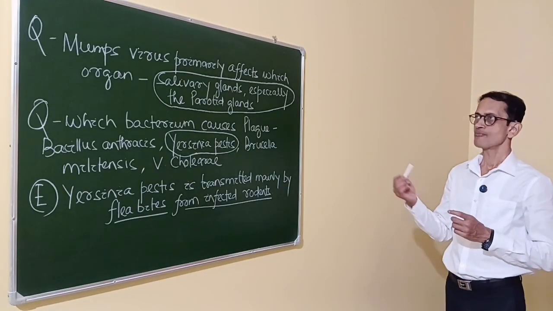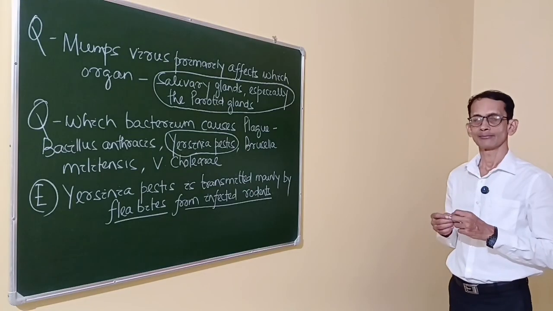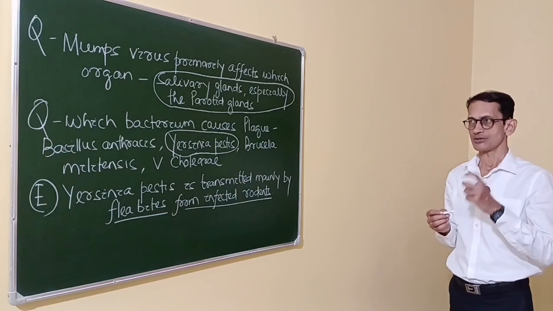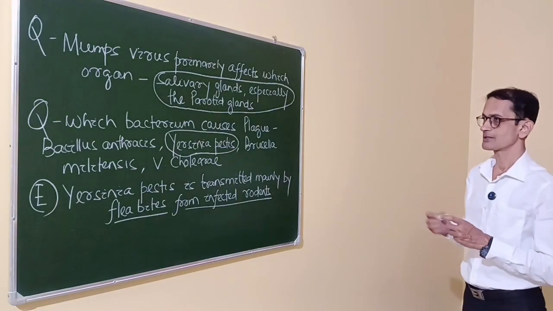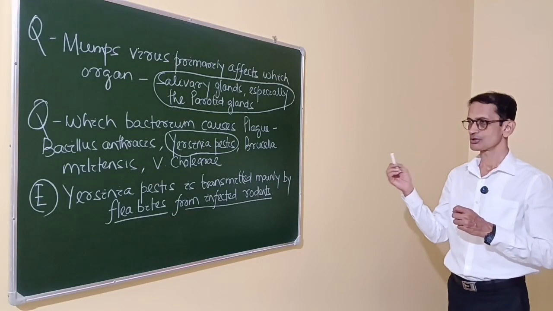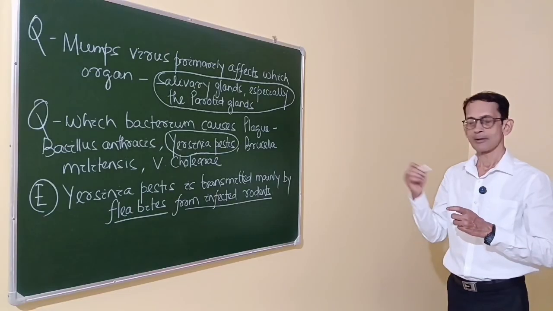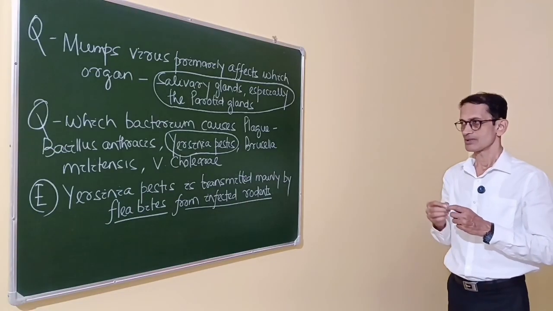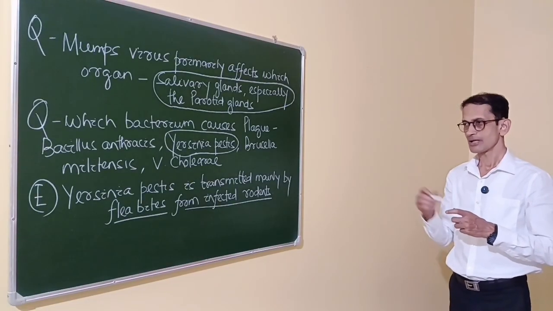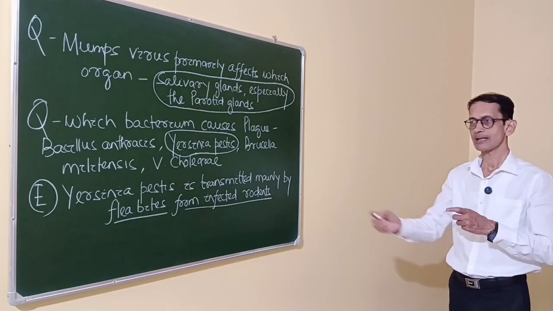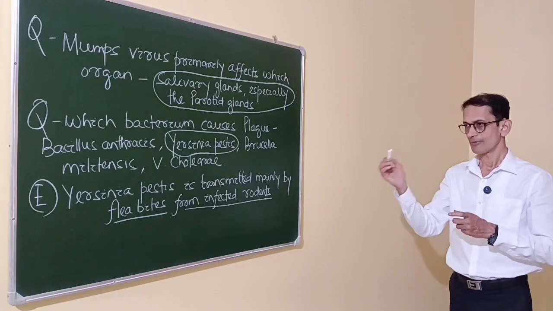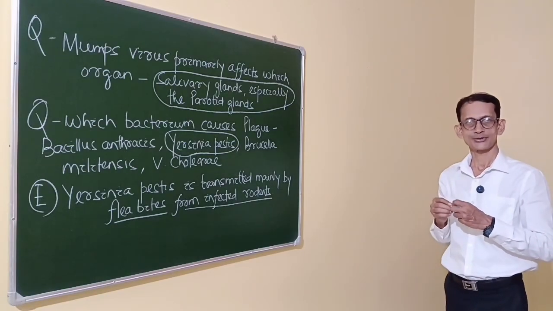The next question: mumps virus primarily affects which organ? The answer is salivary glands, especially the parotid glands. Next question, which bacterium causes plague? Options: Bacillus anthracis, Yersinia pestis, Brucella melitensis, and Vibrio cholerae. The answer is Yersinia pestis. Look at the explanation, guys. I just remind you, Yersinia pestis is transmitted mainly by flea bites. The vector here is fleas. Flea bites from infected rodents.